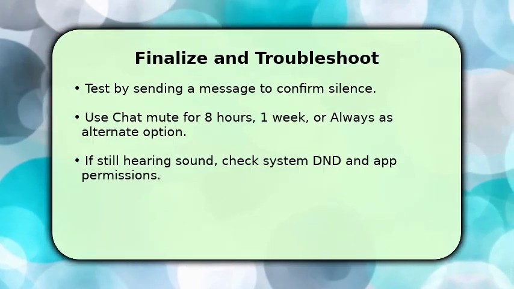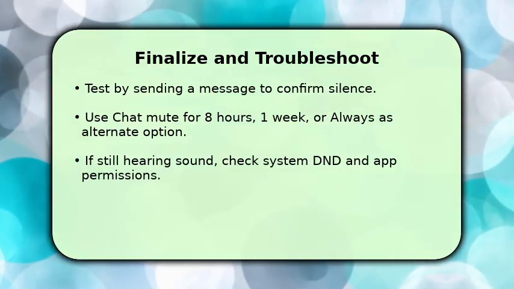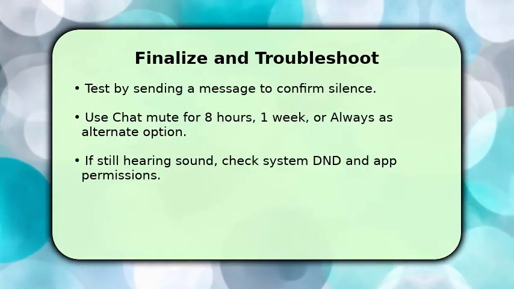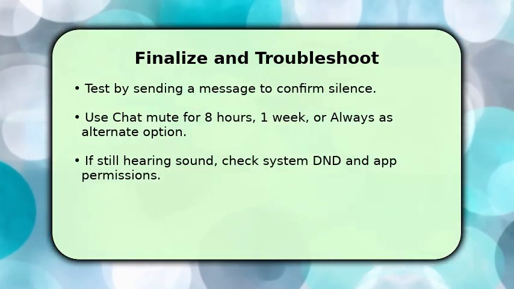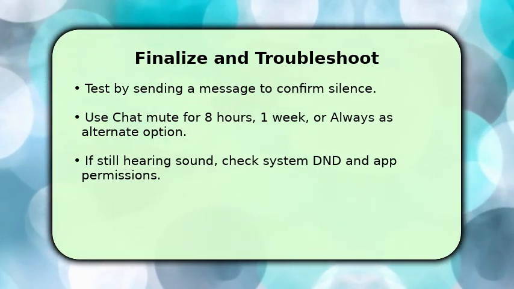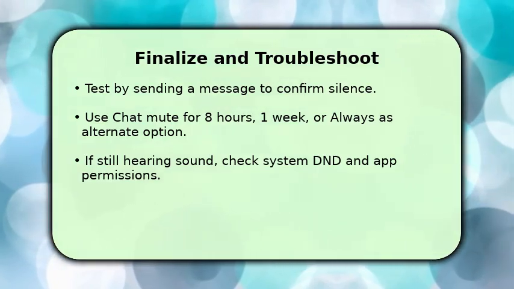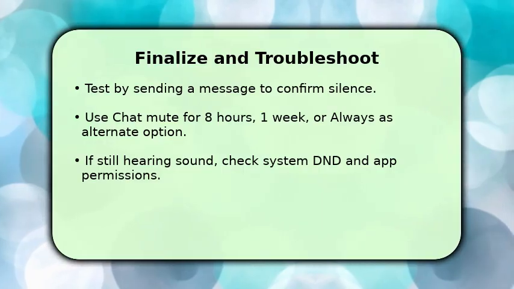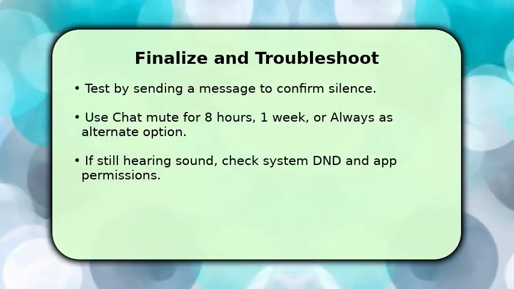If you still hear notifications, make sure Do Not Disturb isn't overriding settings, and verify WhatsApp has notification permission in system settings. Restart the app or phone if needed. This solves most lingering sound issues. If not, recheck custom chat notifications for exceptions.